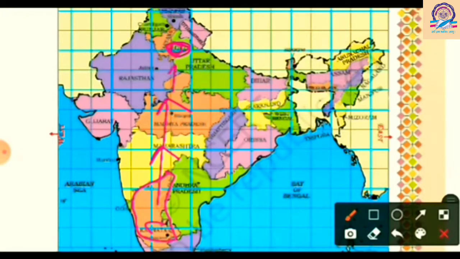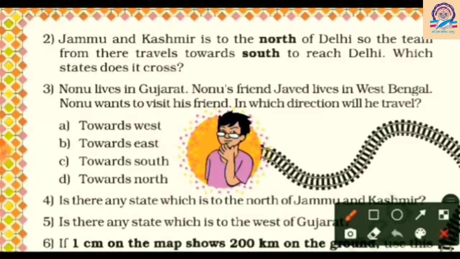Okay, so when the team starts from Bangalore and goes in the upward direction till Delhi, which are the states that come in between? As you can see, the first state which comes is Maharashtra, then Madhya Pradesh, and finally Rajasthan. In this way it will reach Delhi. Okay, Bacha Party? Now let's see the next question.